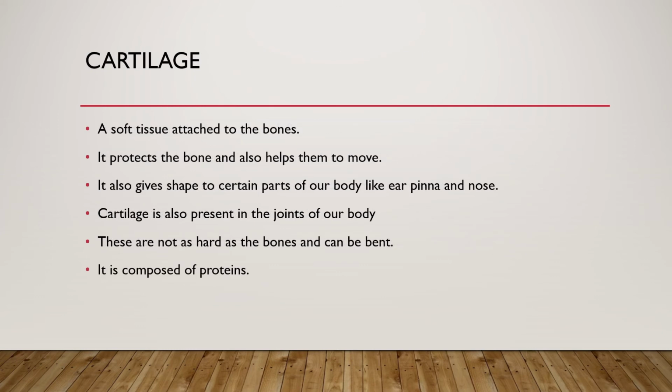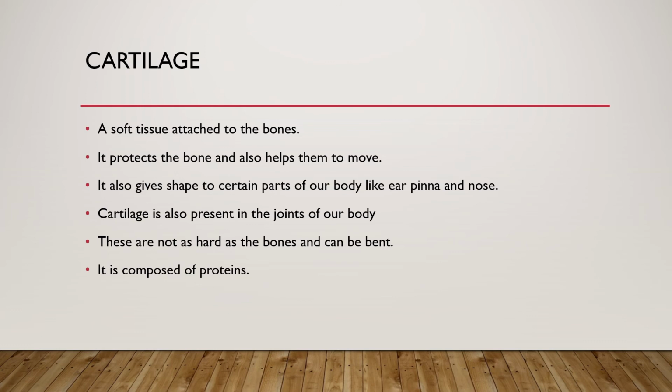We have cartilage also. In the beginning we discussed that the framework of bones and cartilage forms the skeletal system. Now, what is the meaning of cartilage? Cartilage is actually a soft tissue which is attached to the bones. Its function is that it protects the bone and also helps it to move, because the bone itself cannot show movement.